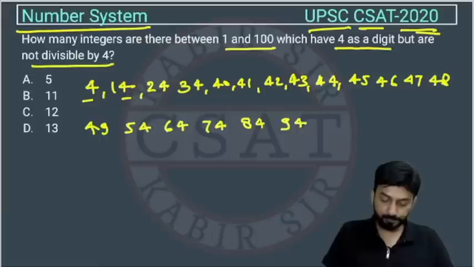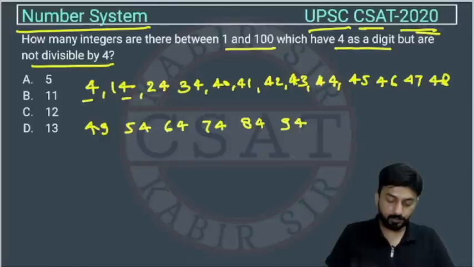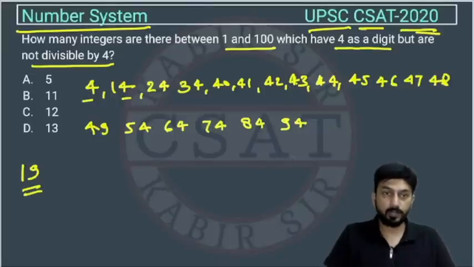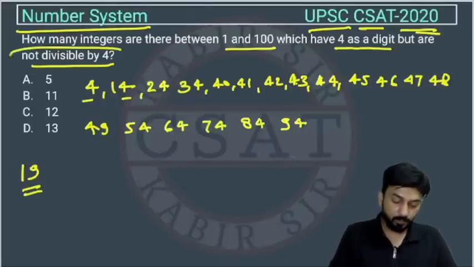या तो यूनिट डिजिट पे या 10th डिजिट पे, राइट? So how many numbers are there? 1, 2, 3, 4, 5, 6, 7, 8, 9, 10, 11, 12, 13, 14, 15, 16, 17, 18, 19. So total 19 numbers are such जिसमें 4 आ रहा है, ठीक है? Now what the question is saying, but are not divisible by 4. तो इनमें से हमें वो वाले निकाल देने हैं जो 4 से डिविजिबल है.